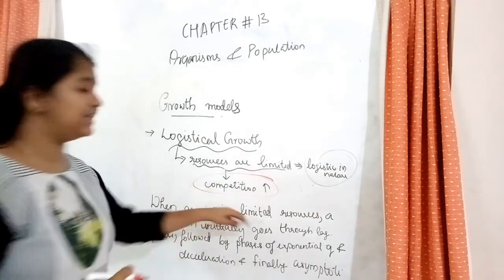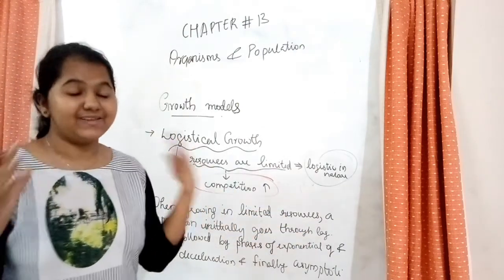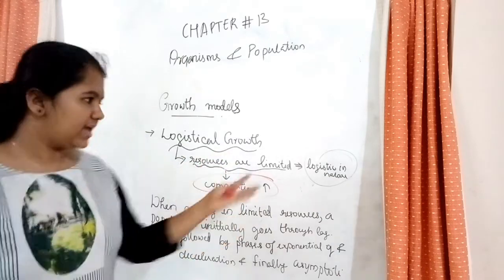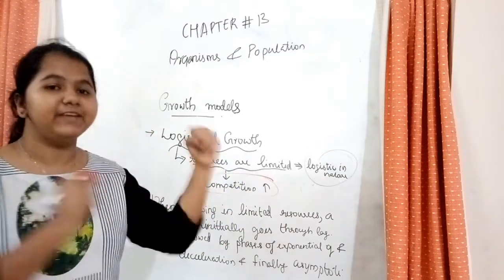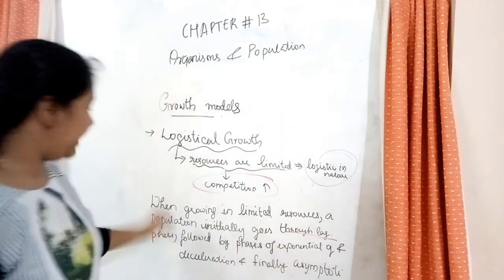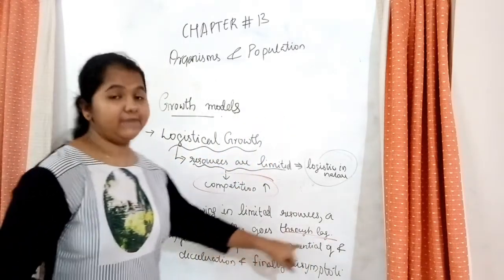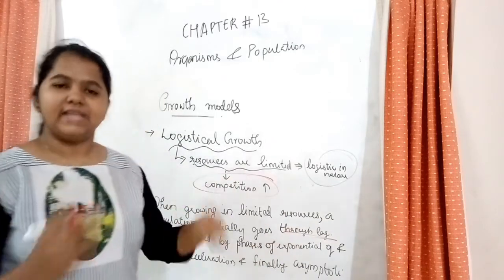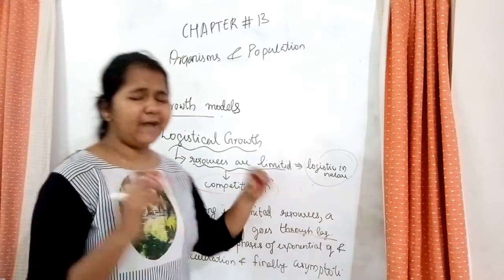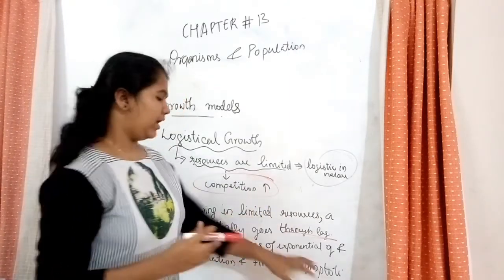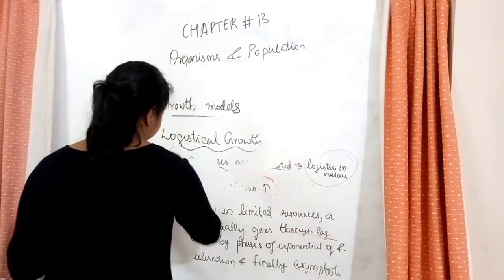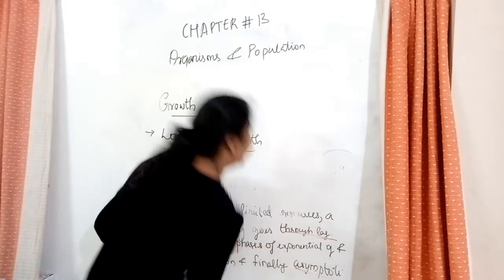And when growing in a situation where there's only limited resource, a population initially goes through a lag. The population first has to fight and win to sustain their life. So first it goes through a lag. And then what would happen? Then there is a phase of exponential growth, then deceleration, and finally an asymptote. So let me show you the graph of this logistic growth.